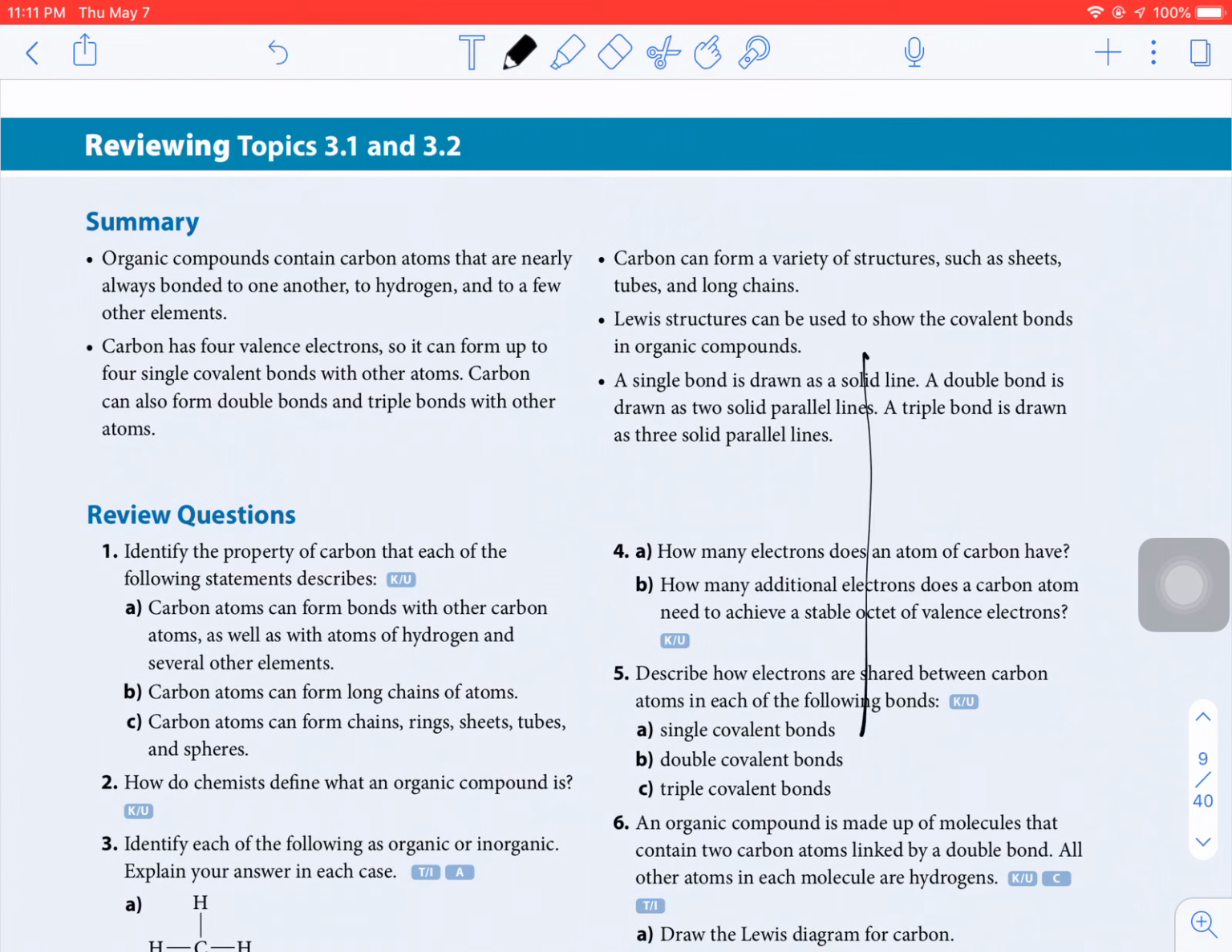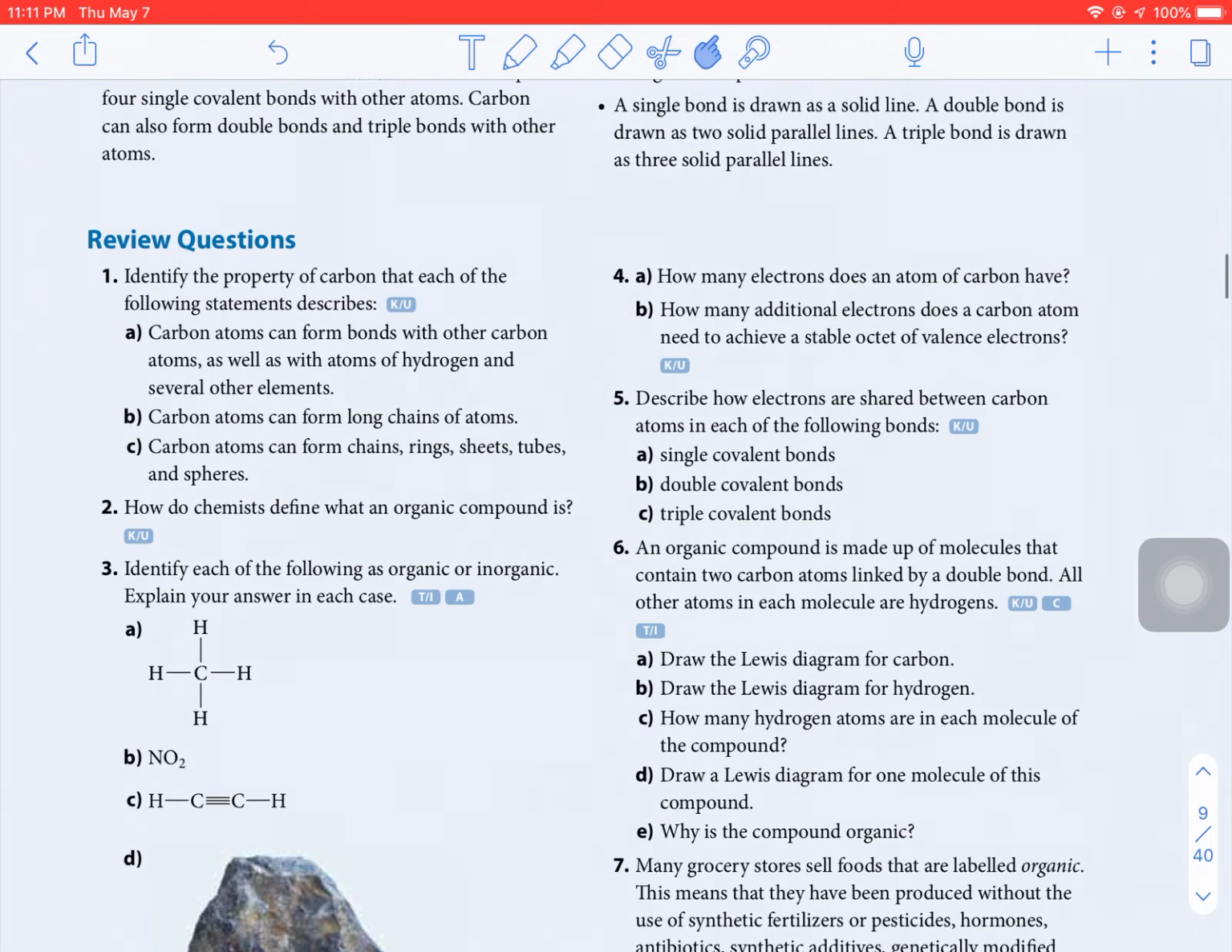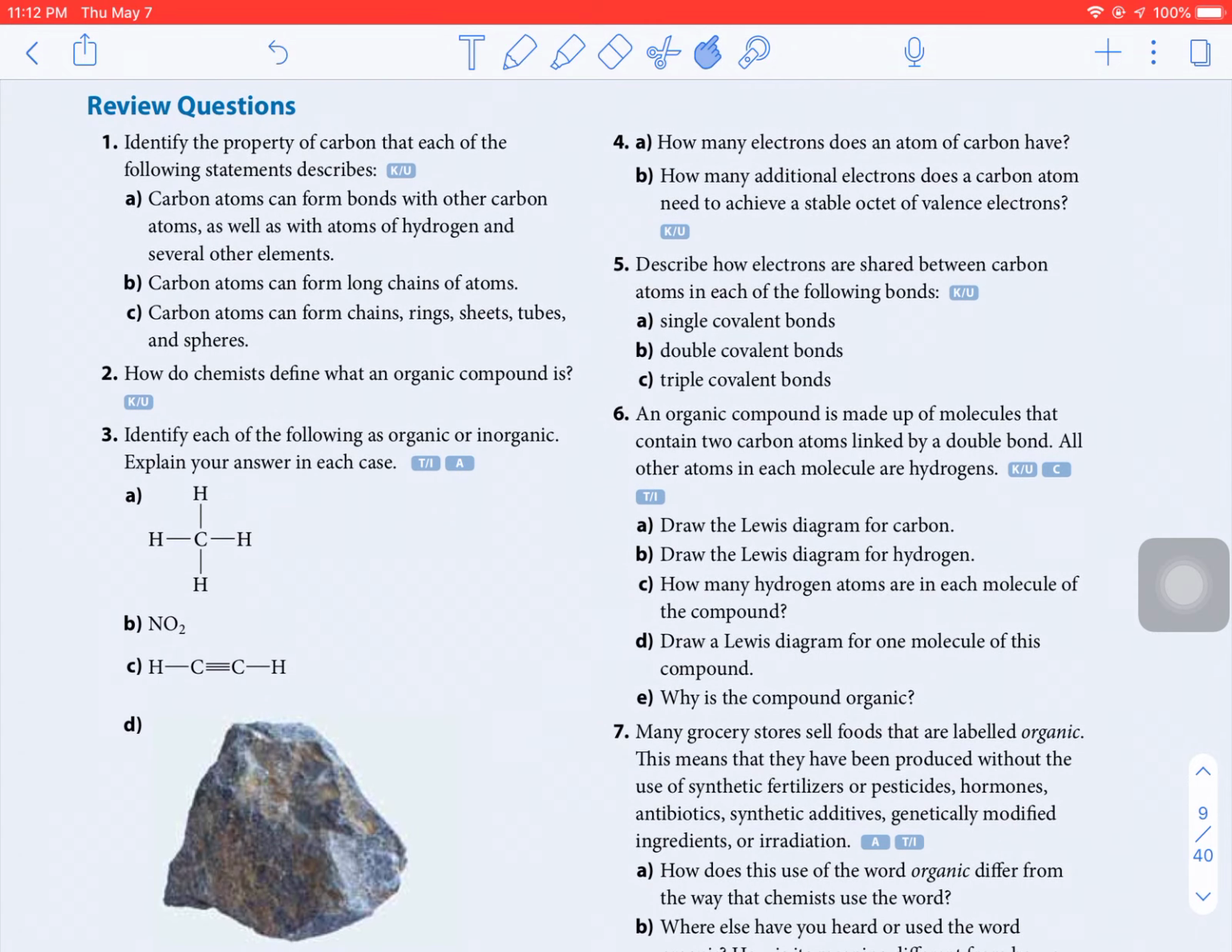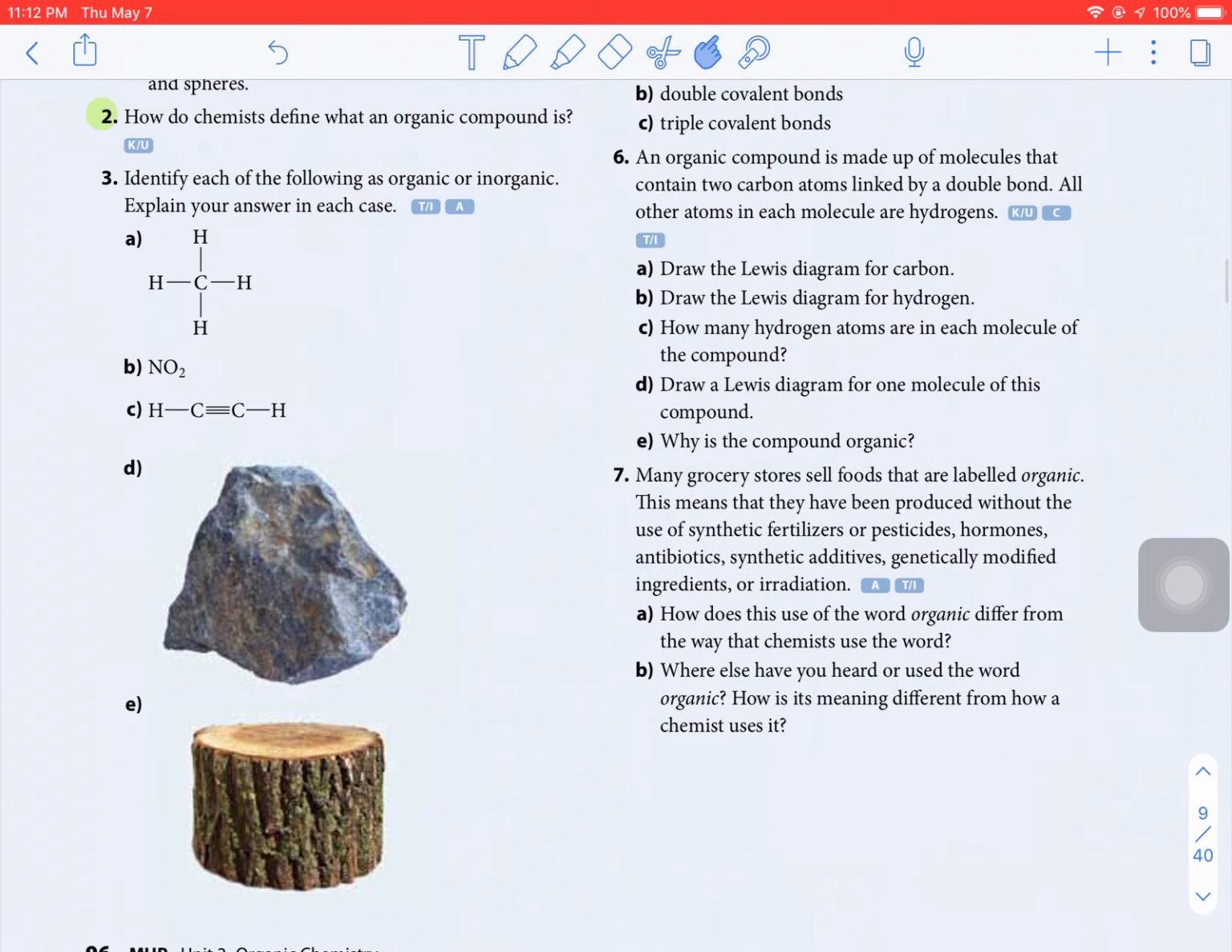So if I go down to the review questions, question number 2 is asking, what is organic chemistry? We've just gone through that. Question 3 is saying, would you define these as organic or not organic? In other words, inorganic. A is definitely organic. It's got carbon bonded to hydrogens. B is inorganic, right? It's got no carbon, so it's not going to be organic right from the get-go. C contains carbon bonded to other carbons and hydrogens. It is organic. D is a rock, so it's probably not carbon containing.